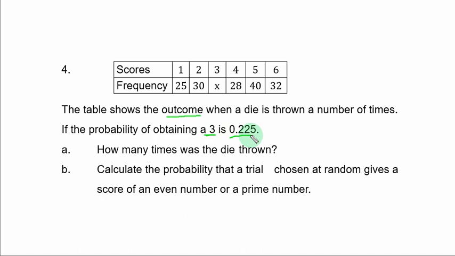B. Calculate the probability that a trial chosen at random gives a score of an even number or a prime number. This is experimental probability. You can see the outcome. So for us to know how many times, that is the sum of frequency, you need S. And information about score 3 is given. So this is to enable you find S before you can do any other thing in the question.